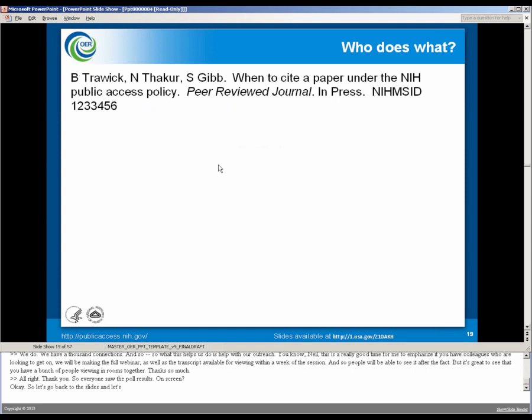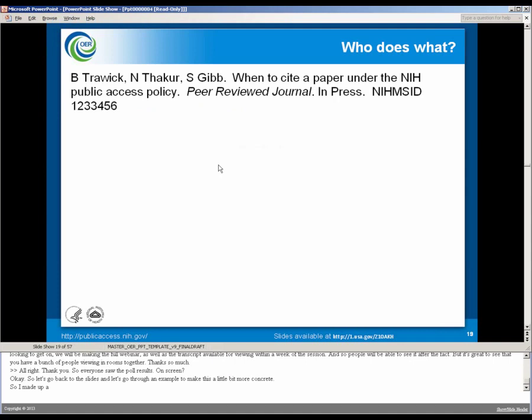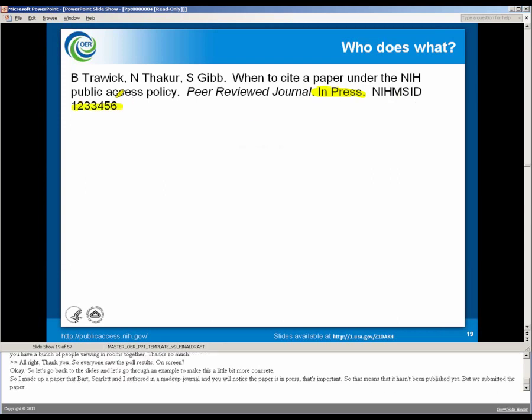Through an example to make this a little bit more concrete. So I made up a paper that Bart, Scarlett, and I authored in a made-up journal, and you'll notice the paper is in press. That's important. So that means that it hasn't been published yet. But we submitted the paper to the manuscript submission system, so we have a manuscript submission ID.